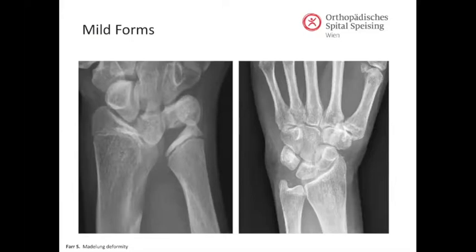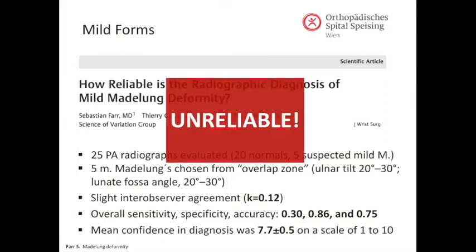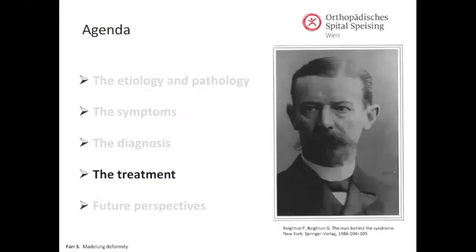So this was a cause for me to do a study to establish the reliability among a big group of hand surgeons, the Signs of Variation group. There we found that in these cases outside of the overlap zone, there was just a very slight inter-observer agreement. So we cannot really reliably establish the definition of a mild deformity. So this is unreliable. They may exist, but it's very difficult to say whether or not these are mild Madelung cases. So there's an ongoing discussion also with regards to the treatment.